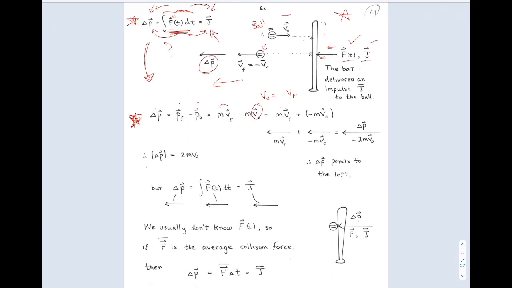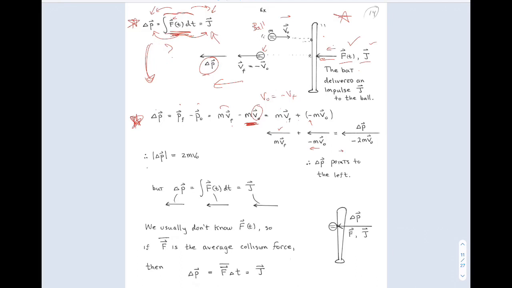Here I have to subtract two vectors. I have to do mV final minus mV initial. So what I did is I changed vector subtraction to addition. Instead of V final minus V initial, I did V final plus a minus V initial. Well, mV final points in that direction, and minus mV initial points in that direction, because V initial points to the right, so minus V initial points to the left. If I add these two vectors, I get a big vector that points to the left. So delta P is a large vector that points to the left.